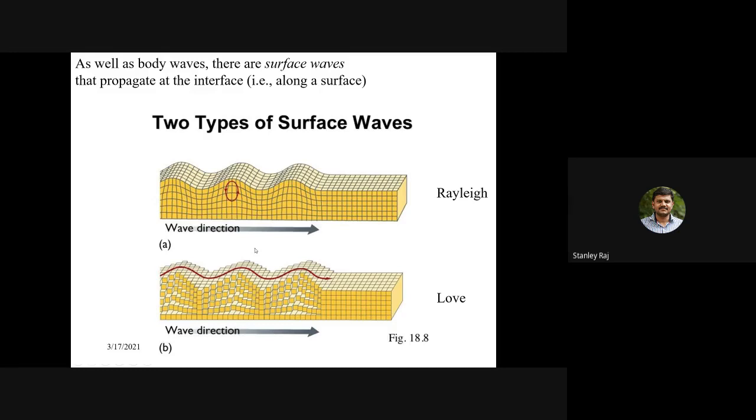As well as the body waves, there are surface waves, that is Rayleigh wave and Love waves. Body waves means the waves which are traveling inside the earth. The primary wave and secondary wave are the classification of body waves. And the surface wave has two types, Rayleigh and Love wave. That is along the surface.